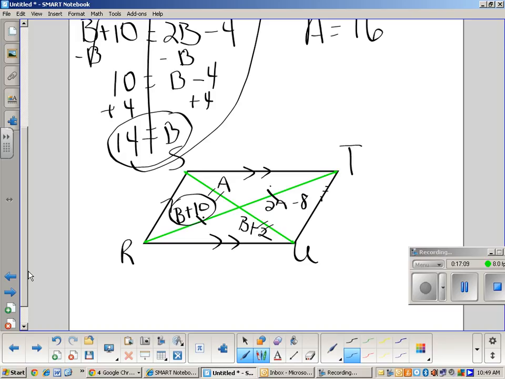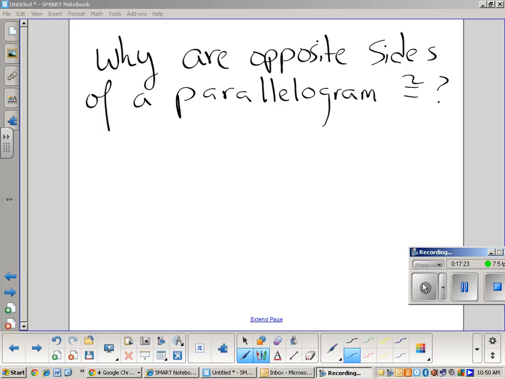Okay? All right, now, one thing I talked about earlier, and I want to go back, is why is something a parallelogram? Okay? I'm going to pose a question here, and we're going to talk about why this is the case. Is why are opposite sides of a parallelogram congruent? Okay. Now, if I were to just quickly draw a parallelogram here again.